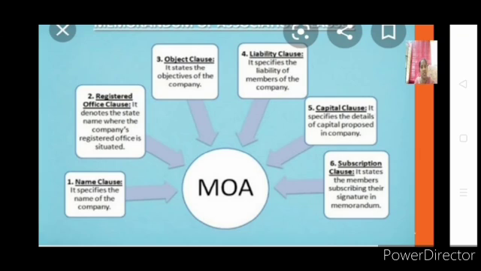It's very important. It can be asked for single marks, true or false, or fill in the blanks in some way. So all the clauses: name clause, registered office clause, objects clause, liability clause, capital clause and subscription, or it can be the association clause. All these clauses clearly state about the company. The one who goes through the memorandum of association will have a clear idea about the company. This is the most important document prepared by the promoter, which has to be submitted while incorporating a company.